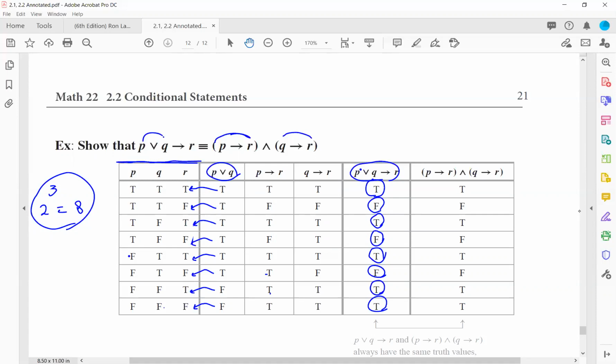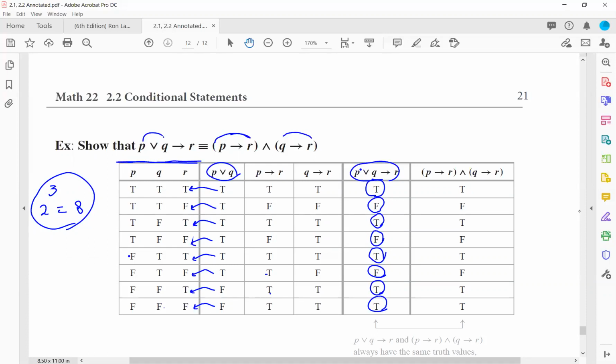Now Q then R. True then true, true. True then false, false. False then true, true. False then false, true. True then true, true. True then false, false. False then true, true. False then false, true. Okay, now you have to form the compound statement using P then R, Q then R, which is your last statement.